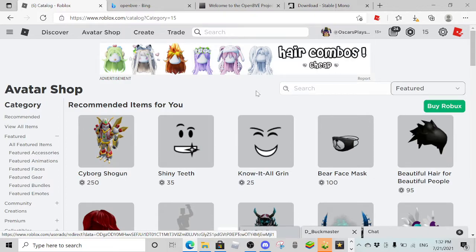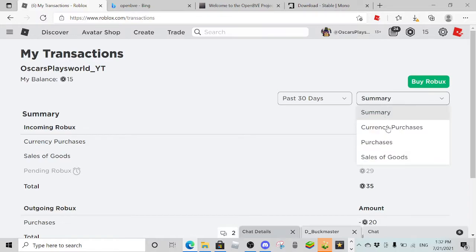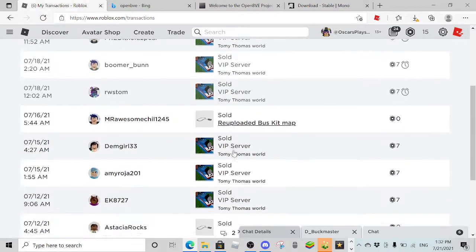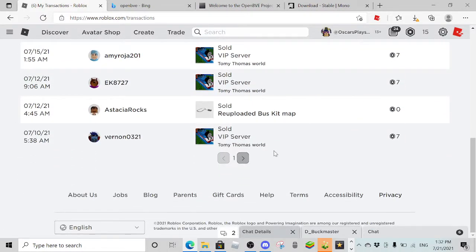Then, if it gets popular, like 2-4 people or some people buying it, liking the game, when they buy the private server, go look at your Robux and press sales of goods. Then you'll see a lot of people buying private servers.